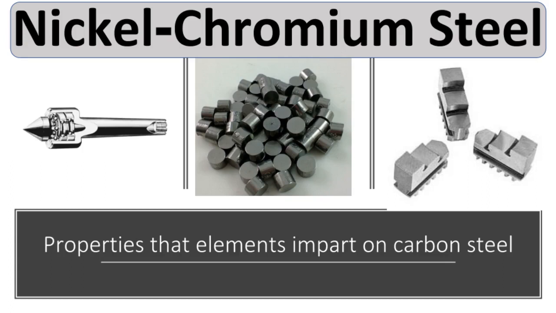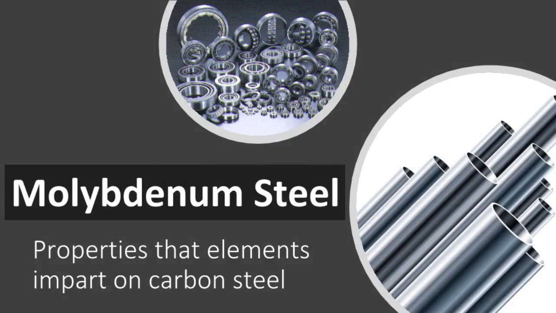Molybdenum steel. The addition of molybdenum raises the melting point of the steel, making it able to withstand high temperatures. Molybdenum can be added to high-speed steel in place of tungsten to increase its shock resistance and the ability of the alloy to be hardened. This alloy is used in the manufacture of ball and roller bearings, automotive parts, construction equipment, and gas transmission pipes.